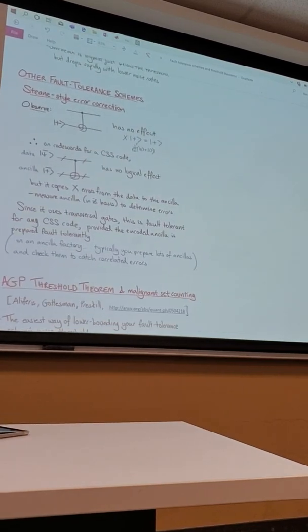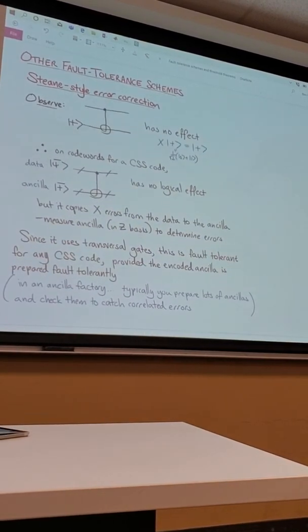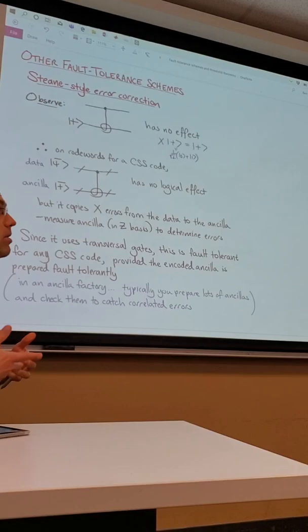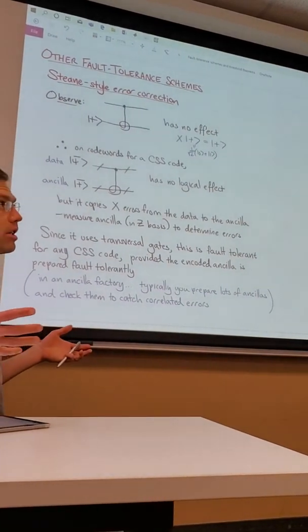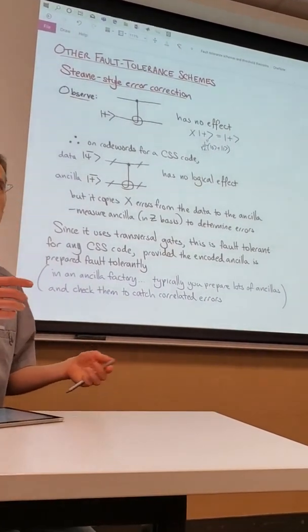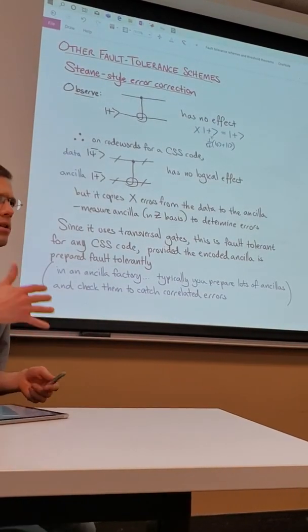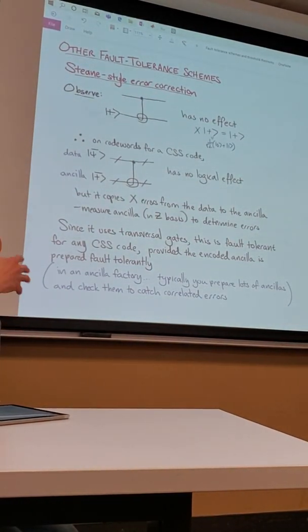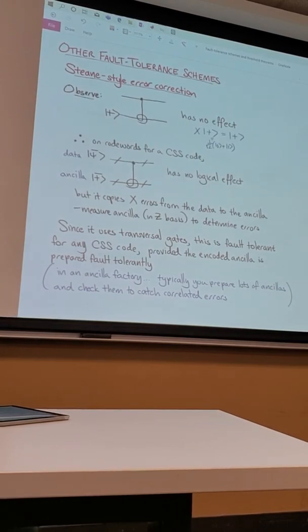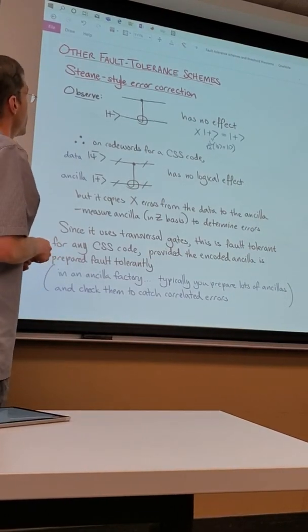So that's Shor style. Shor style is you measure the syndromes one at a time. To measure each syndrome, what you do is you prepare a large cat state in a fault tolerant way, or a dual cat state, either way. So you use dual cat states to measure the Z stabilizers. You use cat states to measure the X stabilizers. There's other ways. So another scheme that people use is called Steane style fault tolerance.